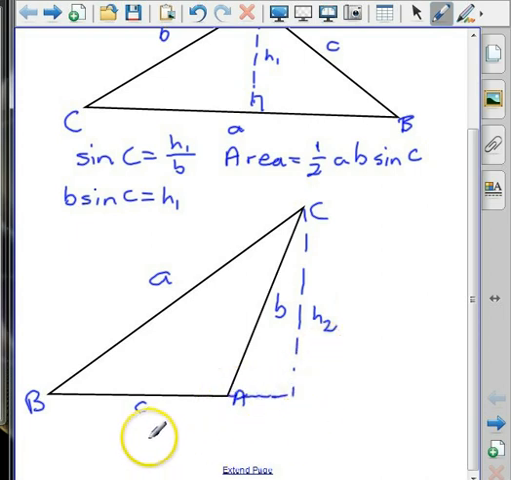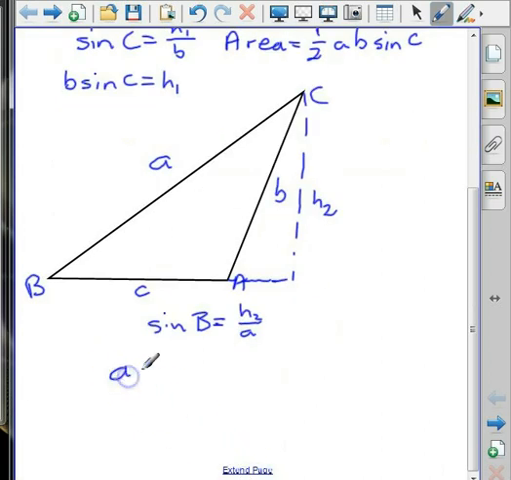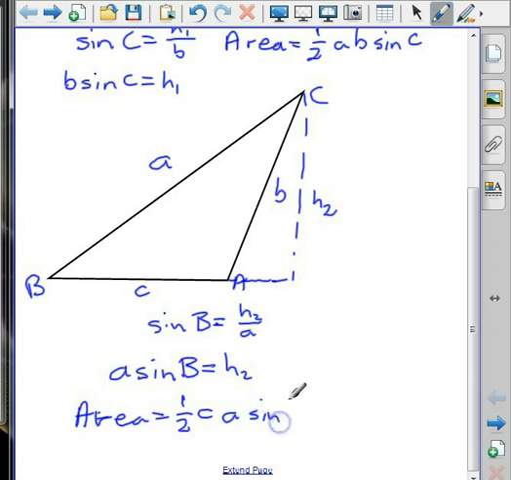Well, once again, the sine of angle B this time is now H2 over A. So that means that A sine B is this height. And so our area is 1/2 this base times the height. Now I could do it a third time with angle C, but y'all get the point.